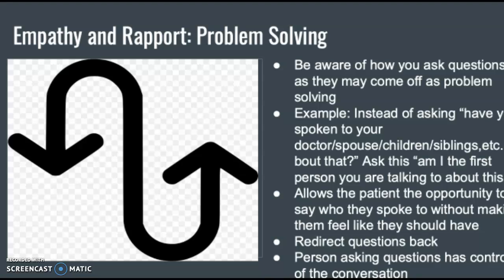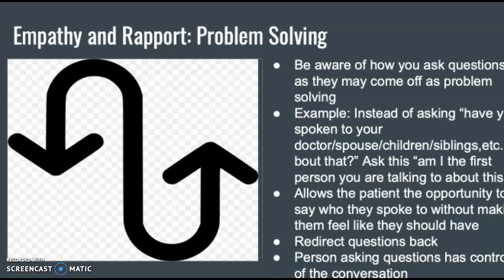Even though you might be asking this question as a big picture question, it would be better if you asked, "Am I the first person you are talking to about this?" Because it will allow them the opportunity to say who they spoke to, without making them feel like they should have. By asking if they spoke to someone else, it takes away your credibility as a listener. They are choosing to open up to you, and it is important that you do not belittle your value as a listener by giving them other people to speak to.